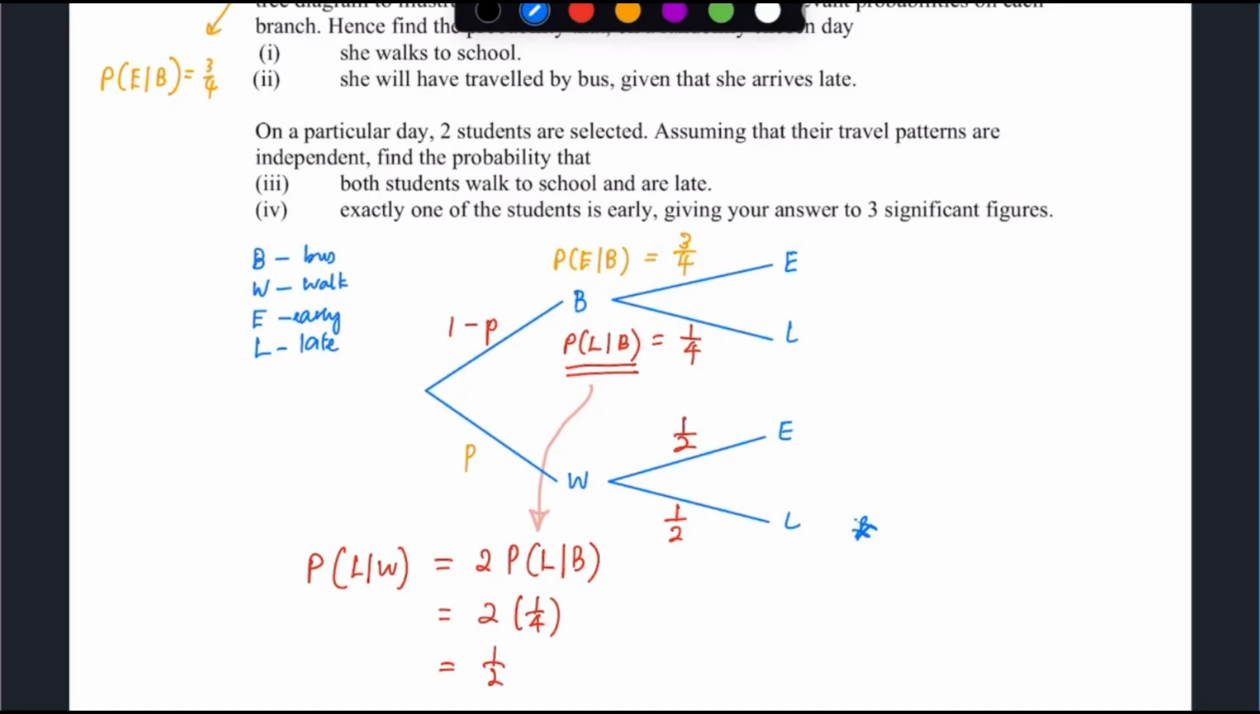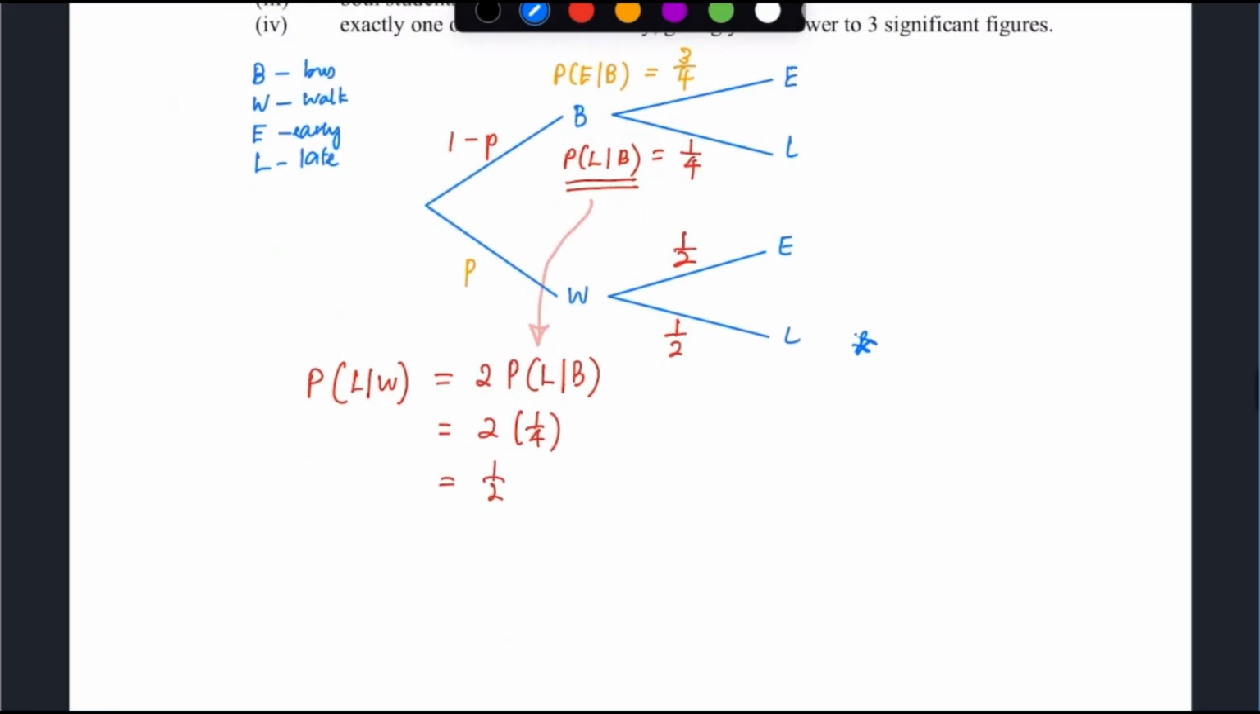From the sentence above, the probability that she will be late given that she walks is twice the probability that she will be late given that she takes a bus. I shouldn't have used that instead. Now we are going to make use of the one that should be early. The probability of being early is the probability that she takes a bus and is early, plus the probability that she walks and is early.